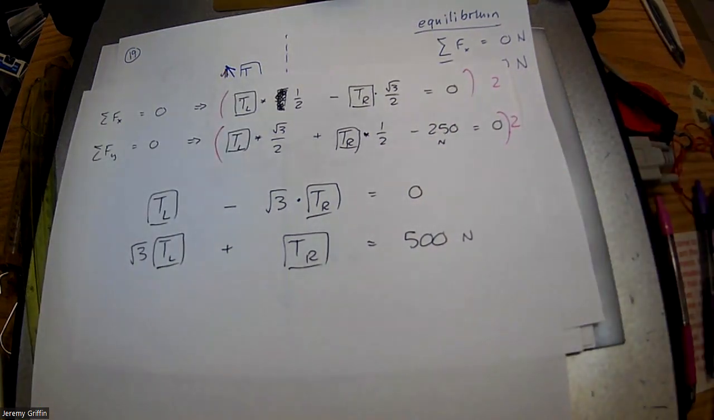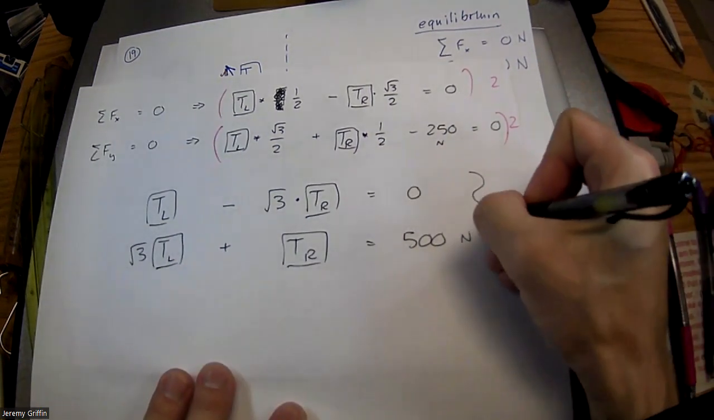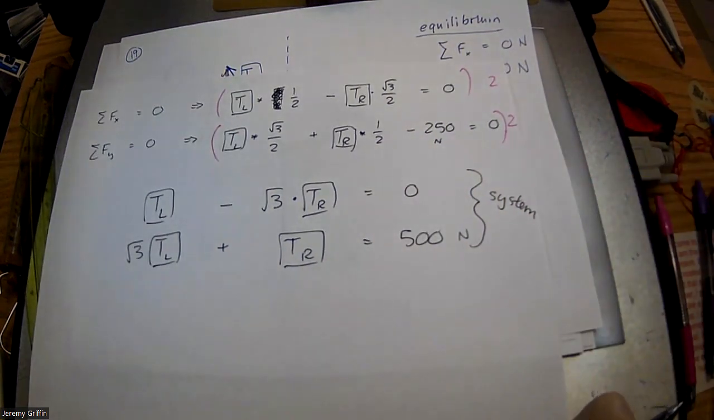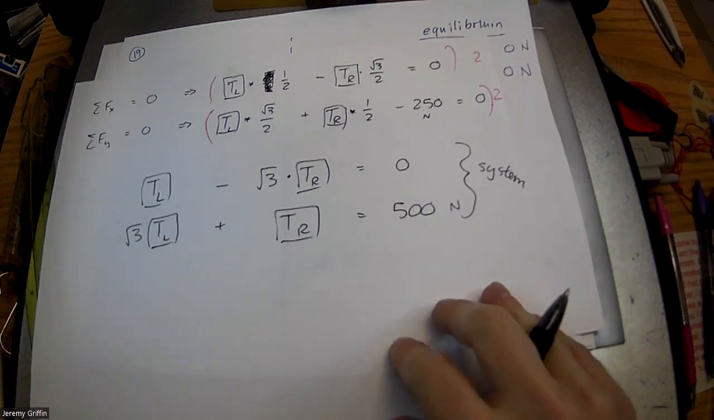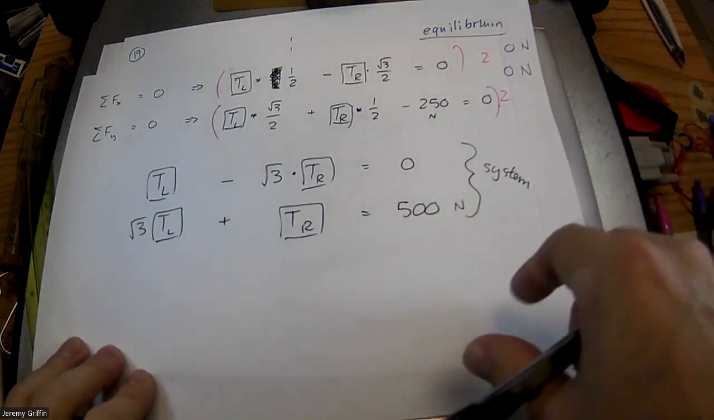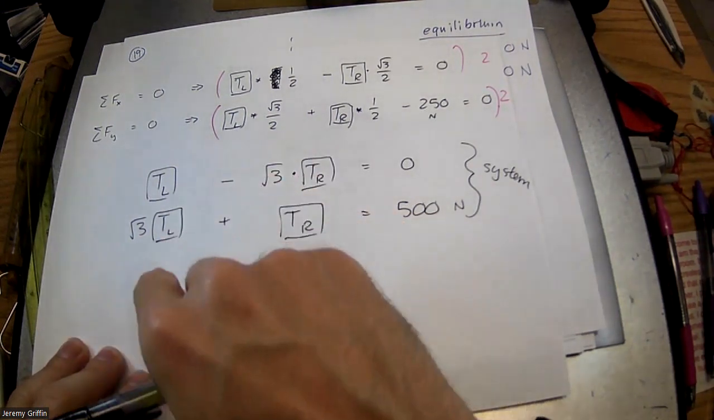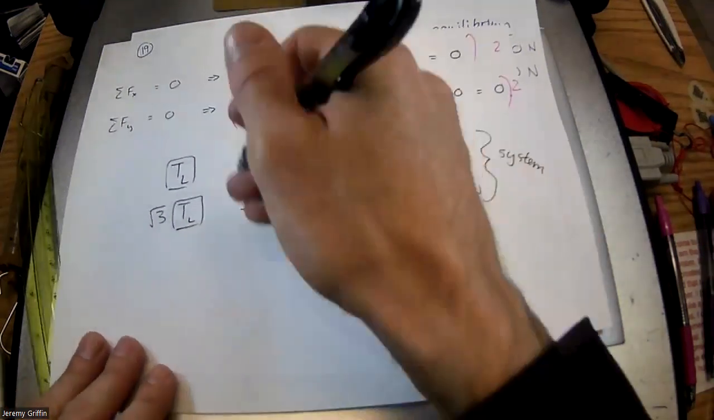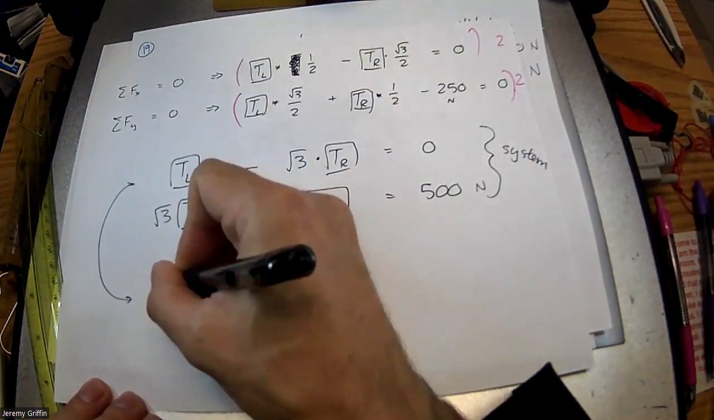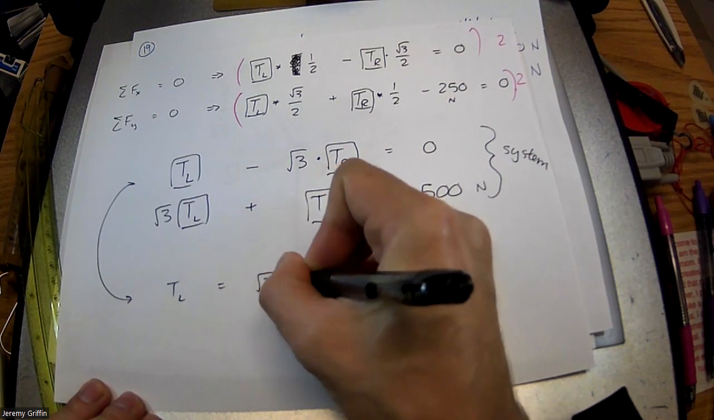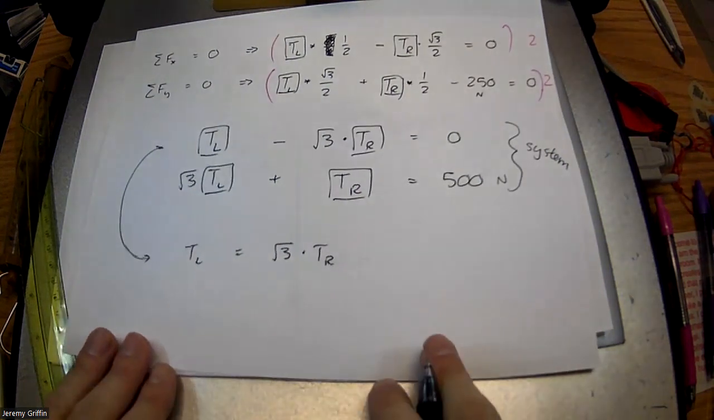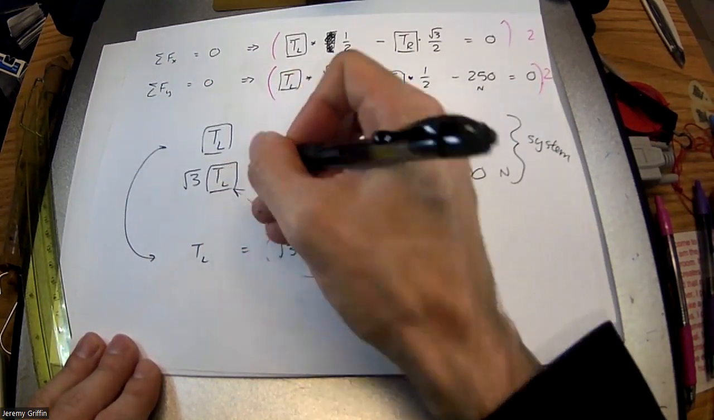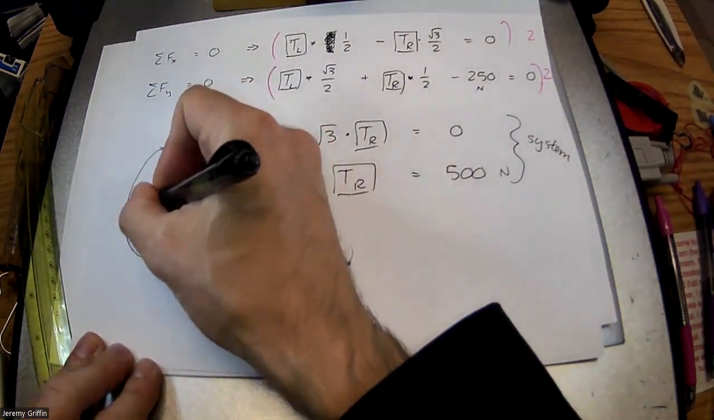Is that okay? Here's the system we're going to solve. Now you can solve with elimination or substitution. Those are just different processes. I do see a good opportunity for a substitution. Can I take this, add it over here, and get the tension on the left side is equal to root 3 times the tension on the right side? Can I do that? Okay. And then take that and substitute it right there.